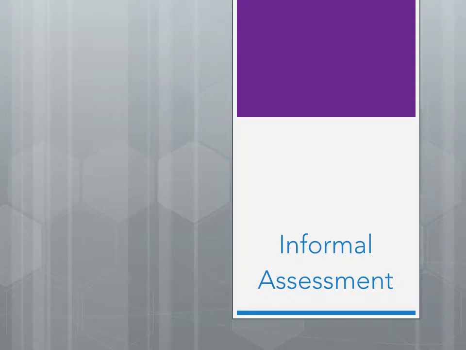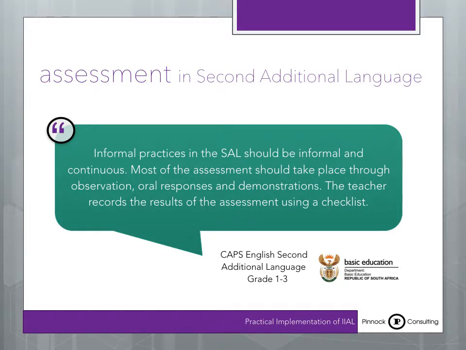The next unit we're going to look at is Informal Assessment. And the extract on your screen now is taken from CAPS English Second Additional Language for Foundation Phase. And it states there that informal practices in the second additional language should be informal and continuous. Most of the assessment should take place through observation, oral responses, and demonstrations. The teacher records the results of the assessment using a checklist.